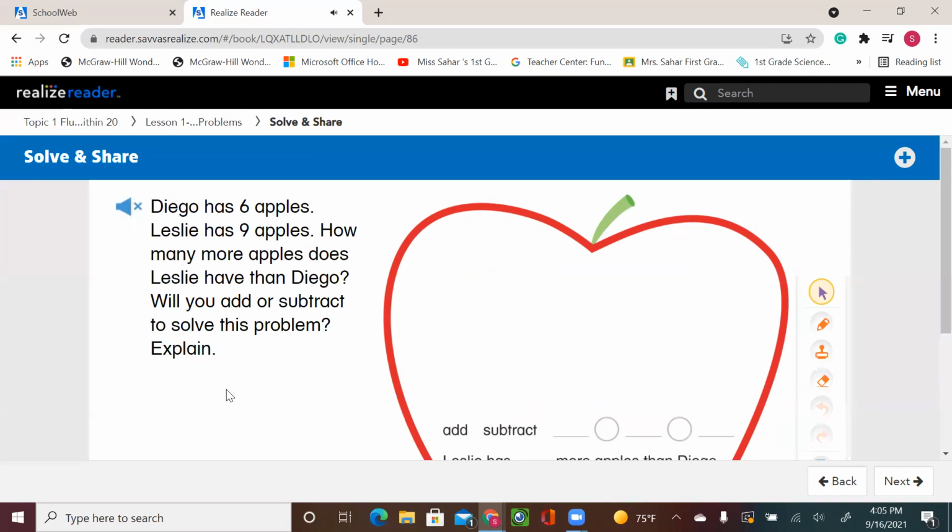Diego has 6 apples. Leslie has 9 apples. How many more apples does Leslie have than Diego? Will you add or subtract to solve this problem? Explain. All right, so we have now 2 friends. Diego has 6 apples. Leslie has 9 apples. How many more apples does Leslie have than Diego? So will you add or subtract?